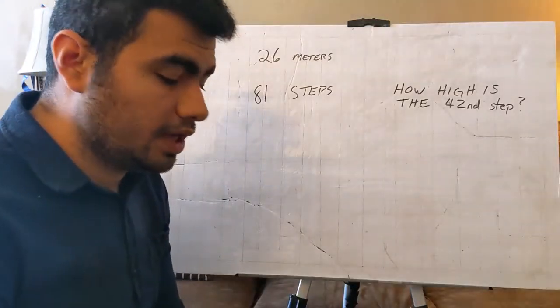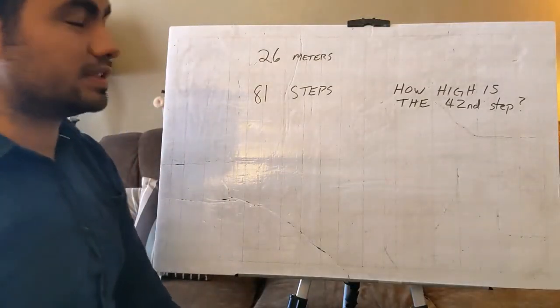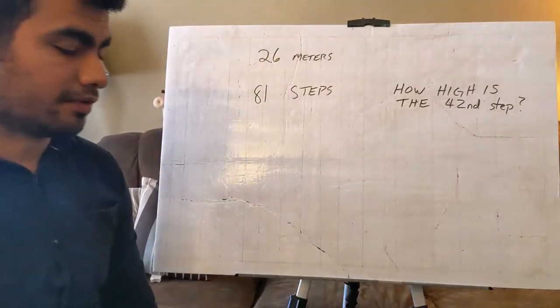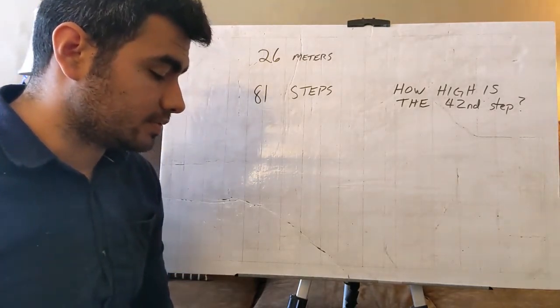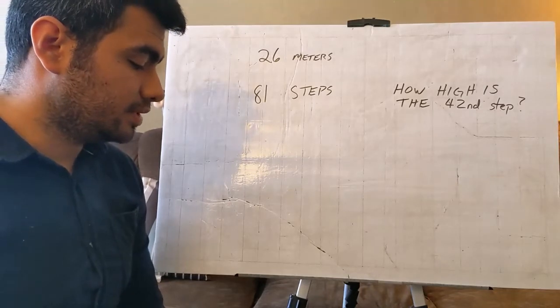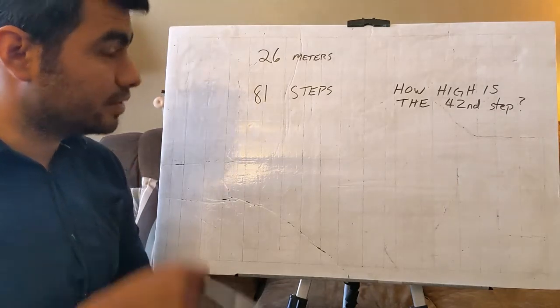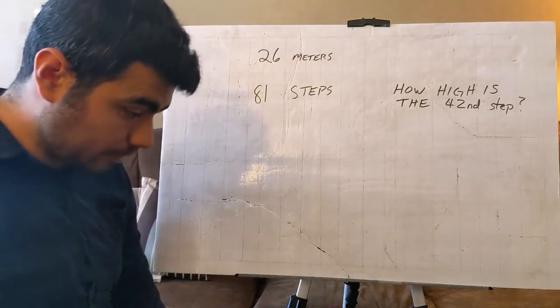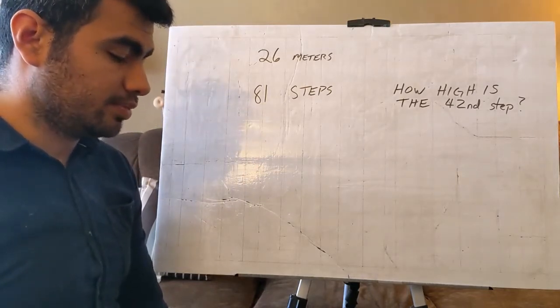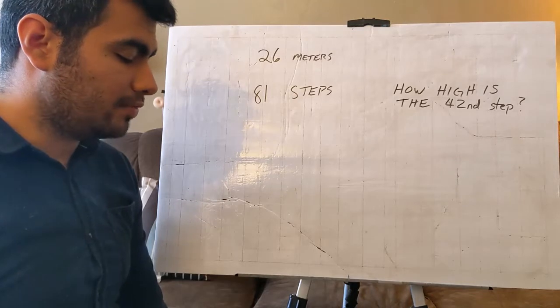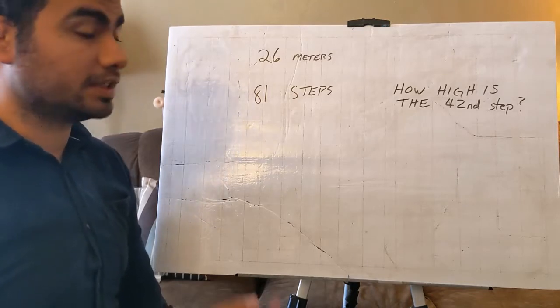All right, I've got a sample problem that's a lot like the one that you're looking at for the climbing steps. It goes something like this. The temple at the top of the pyramid is approximately 26 meters tall. There are 81 steps leading up to the temple. How high above the ground would you be if you were on the 42nd step?